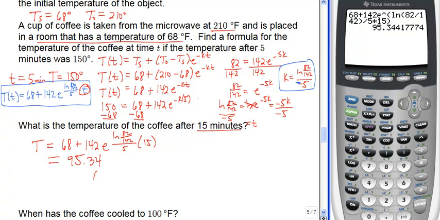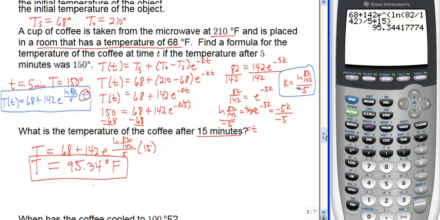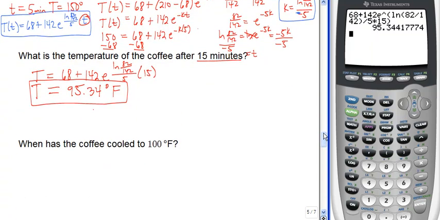And then the units on this, remember what we just found here was this big T, so this is our temperature, so this would be degrees Fahrenheit. So after 15 minutes, the coffee has cooled from 210 all the way down to 95.34 degrees. Okay, so in that example we were given the little t and we wanted the big temperature T. In the next example, it's the opposite of that. So this time we want to know, when has the coffee cooled to 100 degrees Fahrenheit? So how long are we going to have to wait before the coffee cools off to 100?